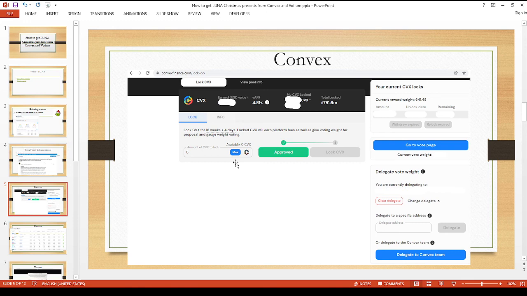And I'll break down some of the costs later. So basically, you want to go to the vote locking page. You want to approve first and then lock it, and then you have to go over to delegate some of your votes.